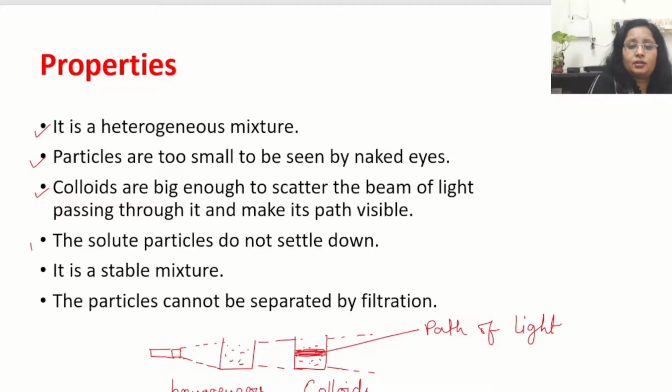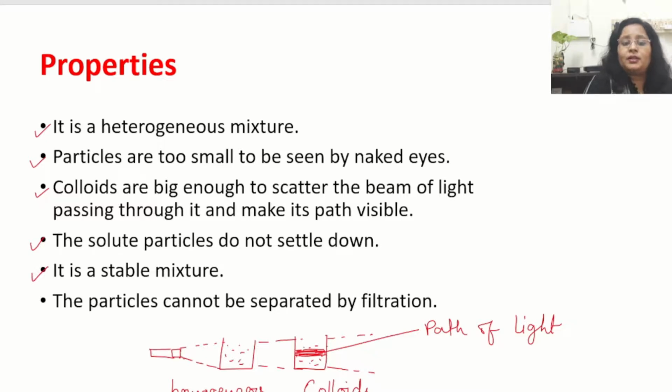Next point is the solute particles do not settle down. When we were studying suspensions, we saw that the solute particles settle down because they are big enough and have some mass. But in the case of a colloid, the particles are very small, so their mass is negligible, and that's why they are not able to settle down. This is the reason the particles do not settle in colloids.